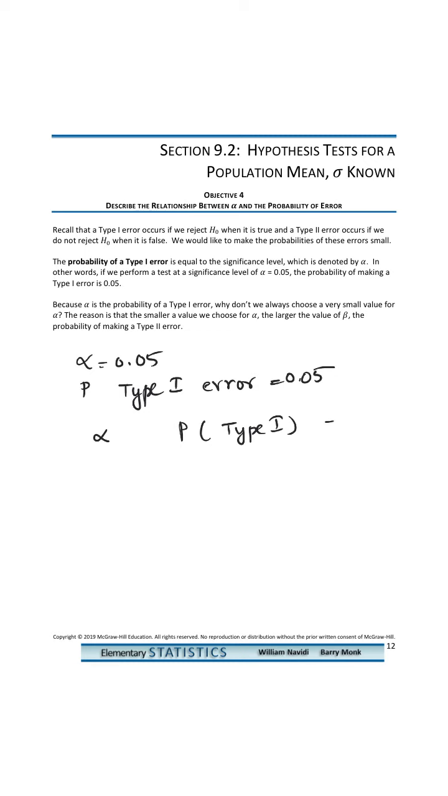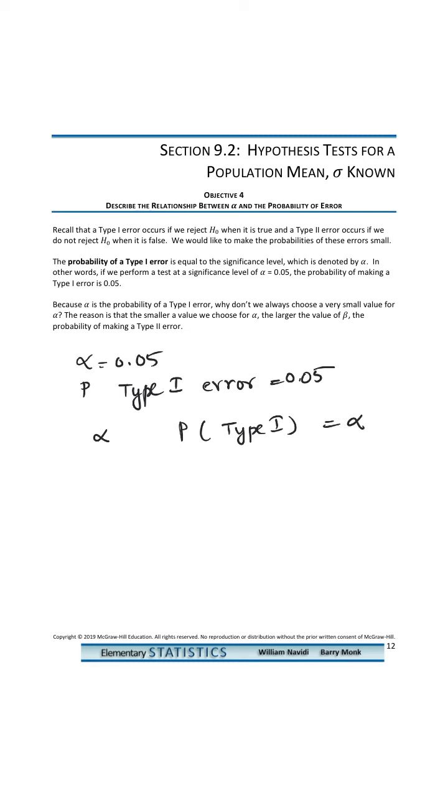It is straightforward to find the probability of a type 1 error. It is equal to the significance level. So for example, if we perform a test at a significance level alpha equal to 0.05, then the probability of type 1 error is equal to 0.05. So when a test is performed at the significance level alpha, the probability of type 1 error is alpha.